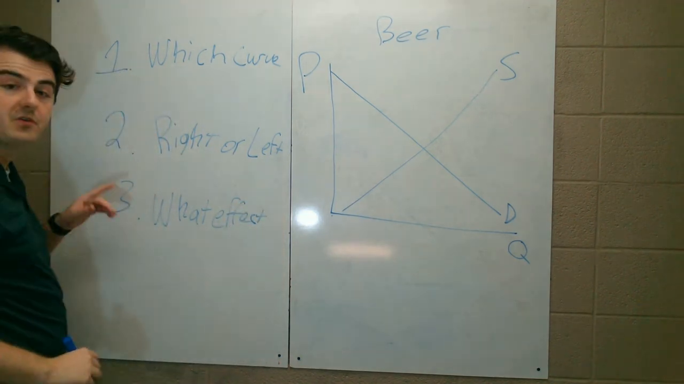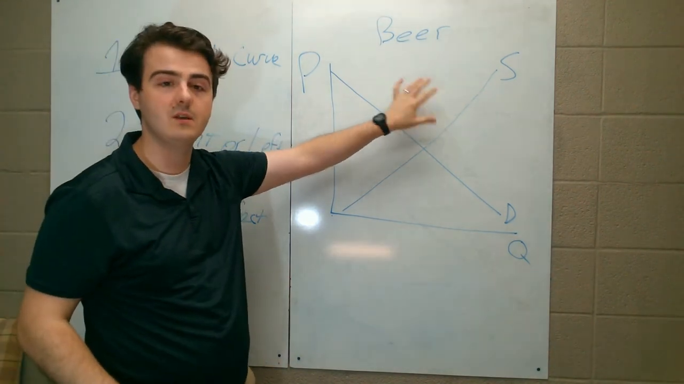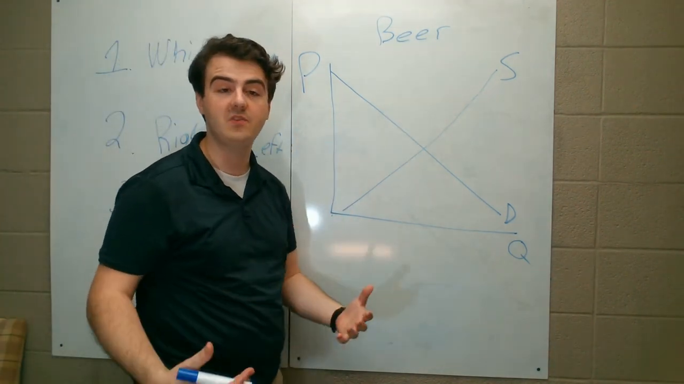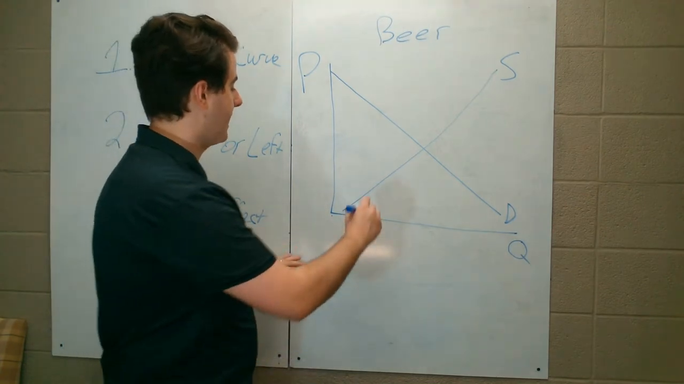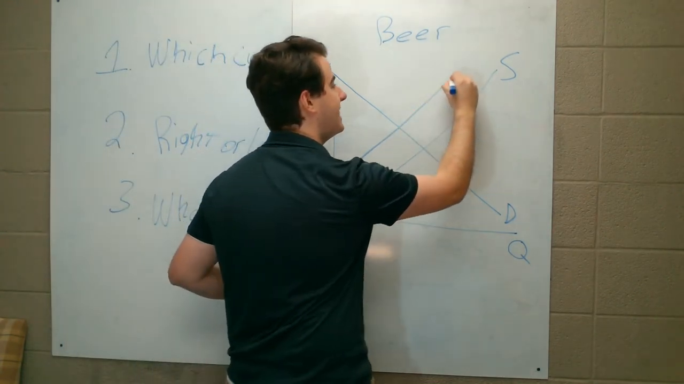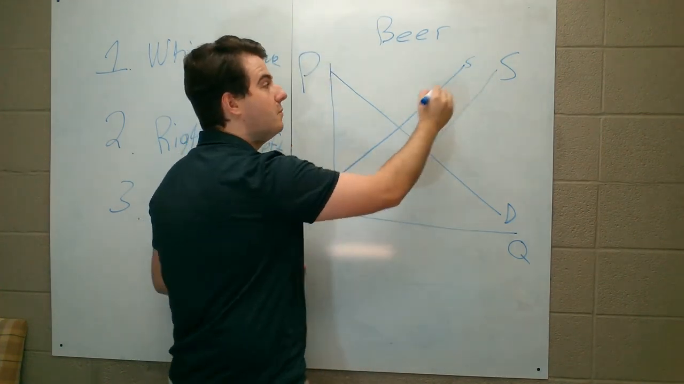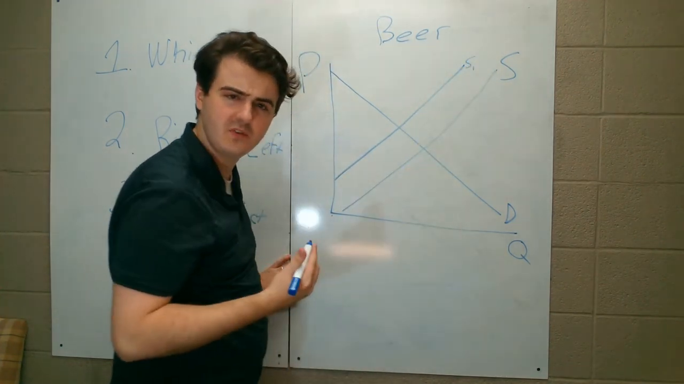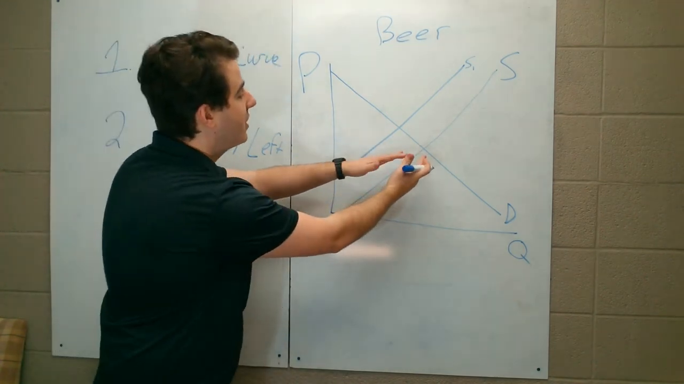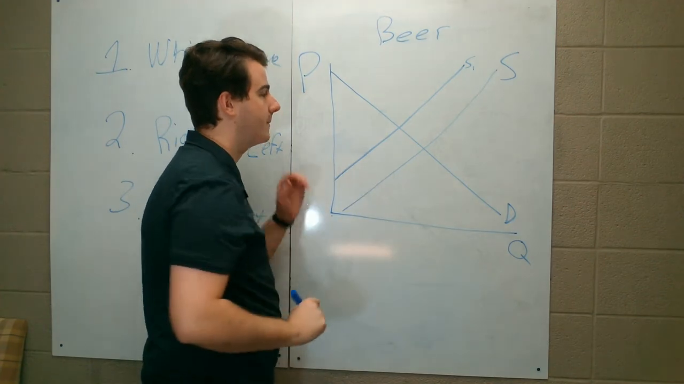All right, so first things first, which curve does our drought affect in the market for beer? Well, we already said it's going to affect supply. And it's going to shift it leftward because at every price, we're able to make less beer. Does this make sense? At every price, we're able to make less. So it's all going to shift leftward.